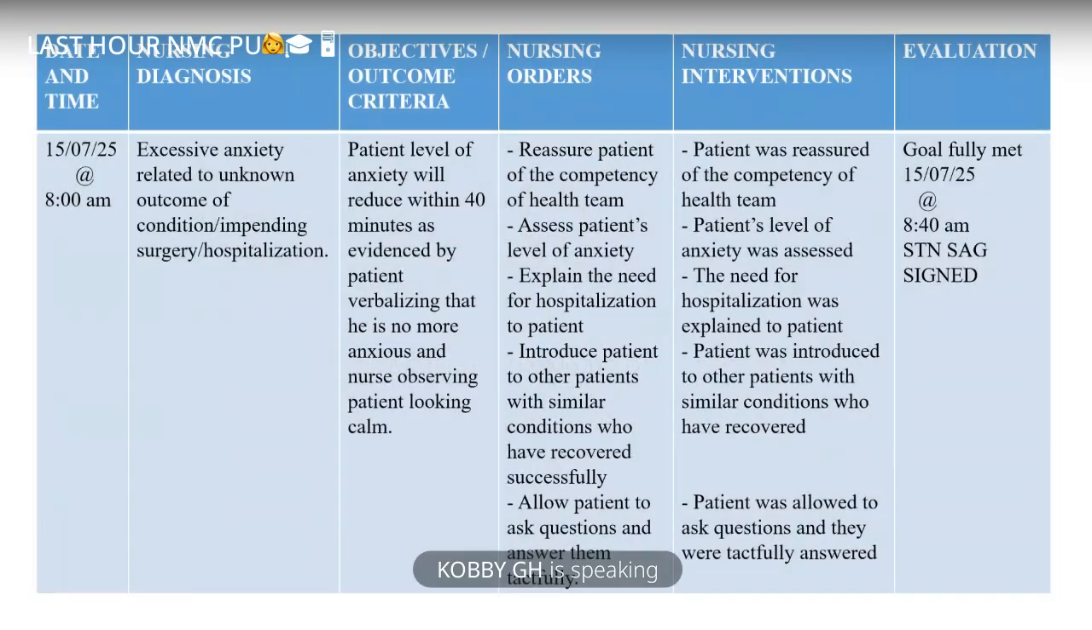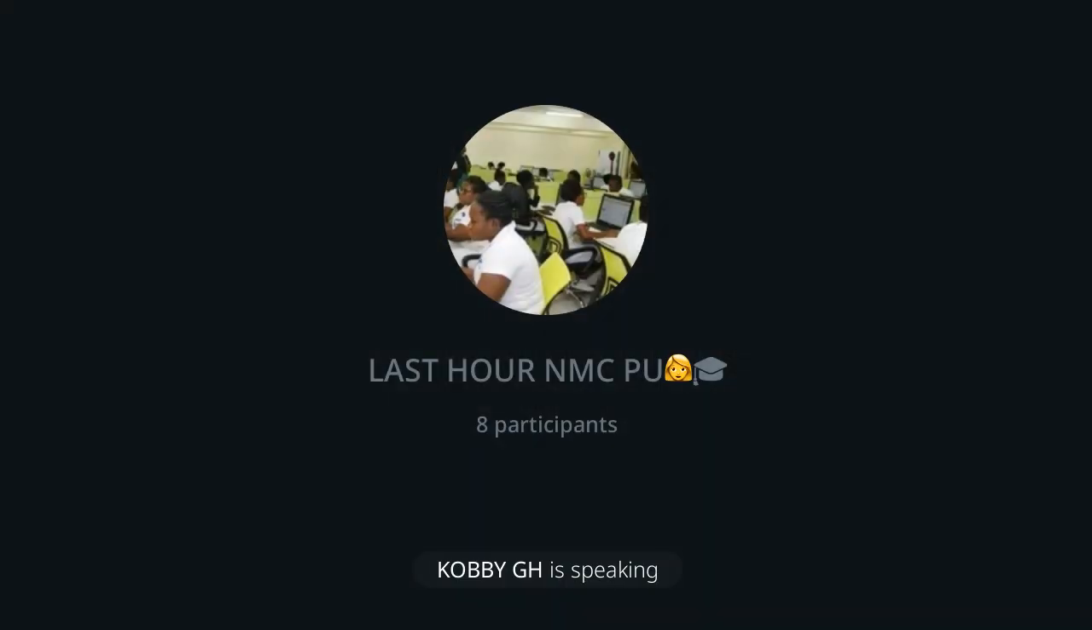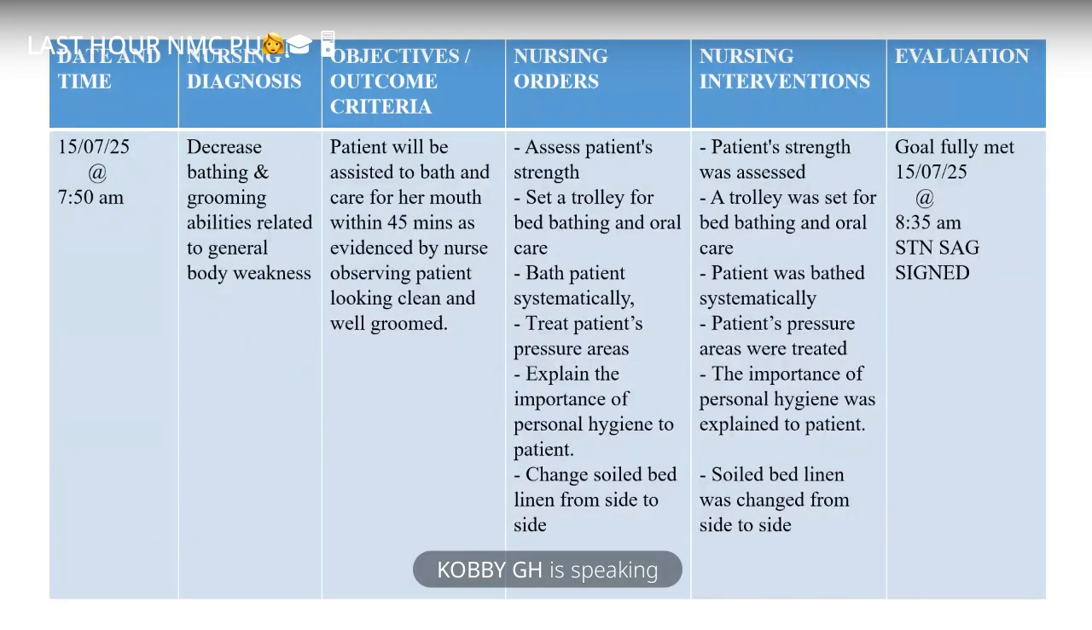Then with the objective: patients would be assisted to bath and care for his mouth within 45 minutes, as evidenced by nurse observing patients looking clean and well groomed. All the patients on the orthopedic ward D are male patients. So assess the strength of patient, set a trolley for bed bathing and oral care, bath patients, treat pressure areas, explain the importance of personal hygiene, and then change soiled linen from side to side.